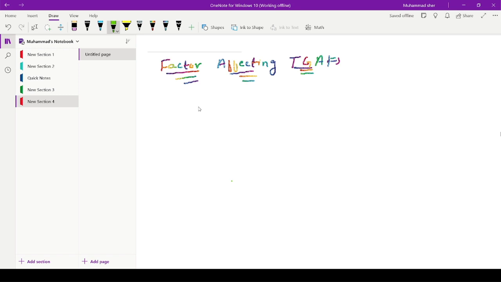As in the previous video we had discussed the thermoanalytical technique and TGA, and their application. Now in this lecture we are going to discuss some factors that affect the thermogravimetric analysis. So the very first factor is heating rate.